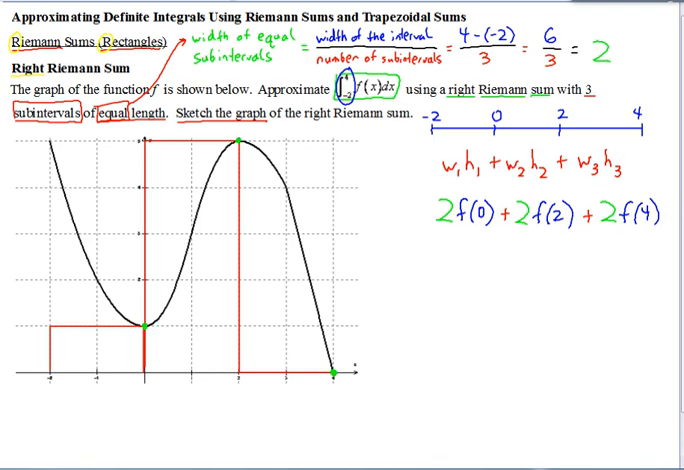Now write it this way so you can see where everything comes from. I know on the graph, in this case, you can easily tell what these are. So now let's look at f of 0 with a y-coordinate 0. F of 0 is 1. So the height is 1. Plus 2 times f of 2 was right here at 5. F of 2 is 5. So 2 times 5. Plus 2 times f of 4, well, that was 0.